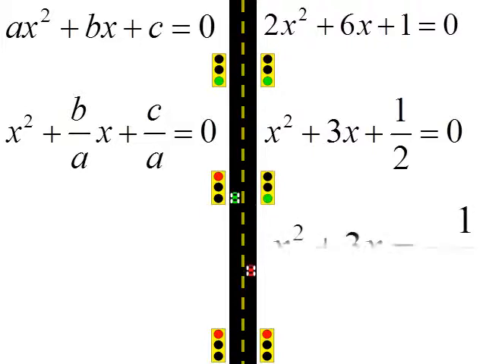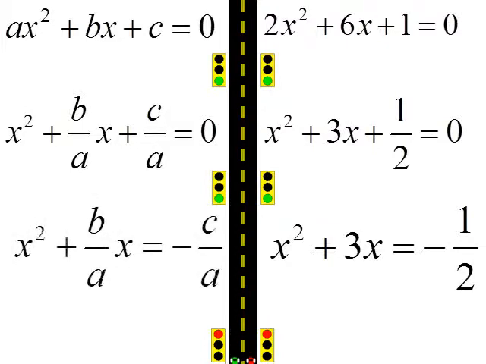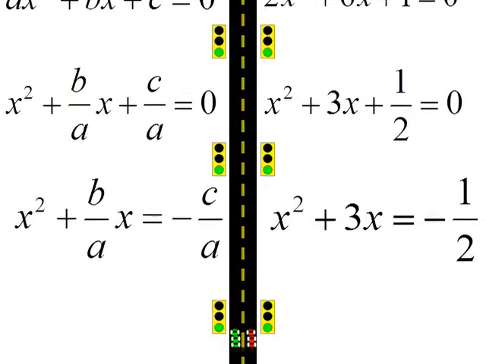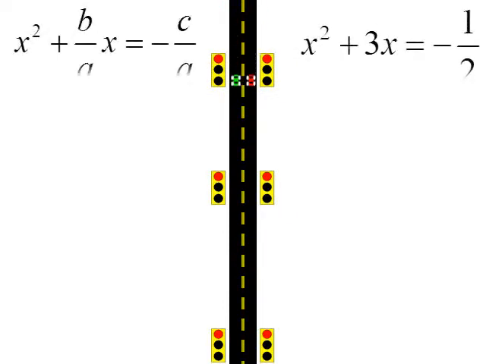So now I have to get that 1/2 on the right-hand side. I want to move it to the other side of the equation. So I just subtract 1/2 from both sides. It becomes x squared plus 3x equals negative 1/2. Now on the one with the letters, we're going to subtract the third term away, which is minus c over a. So we have x squared plus b over a x equals negative c over a. Those are exactly the same equations that I left off with on the last page.